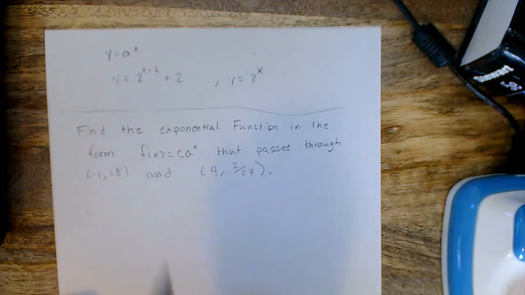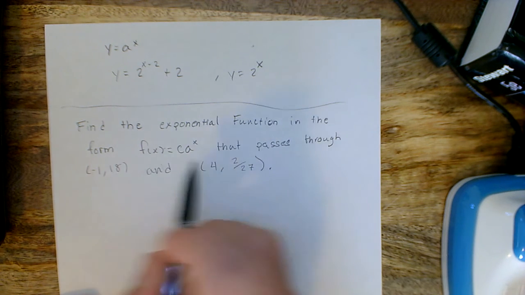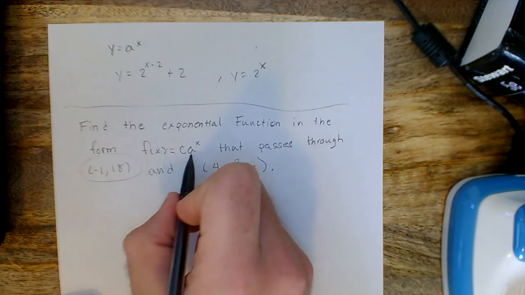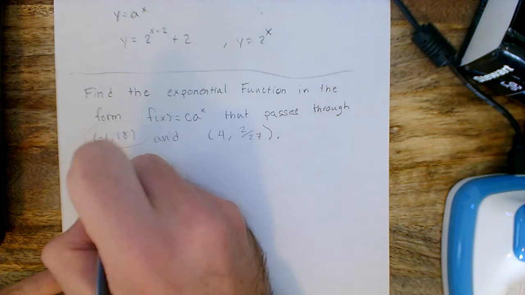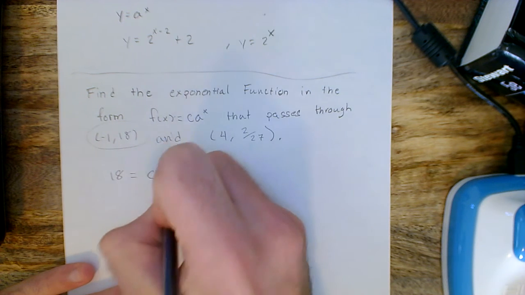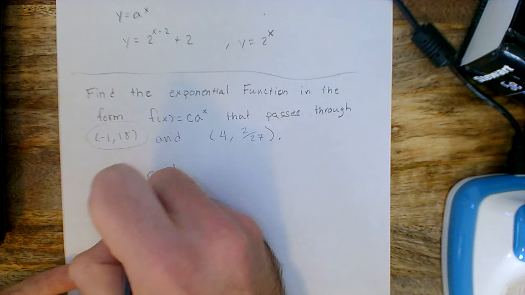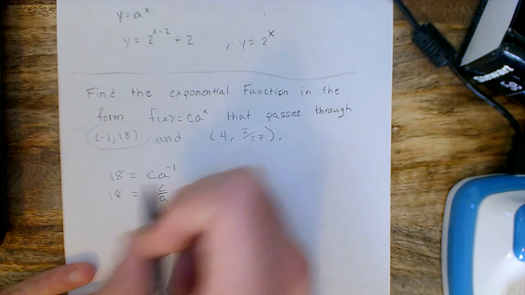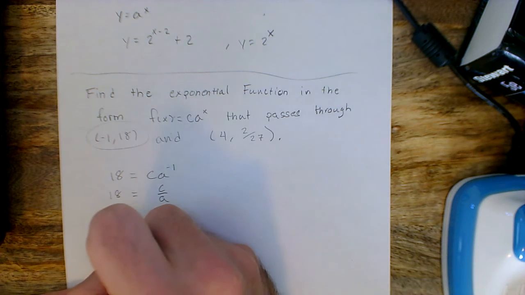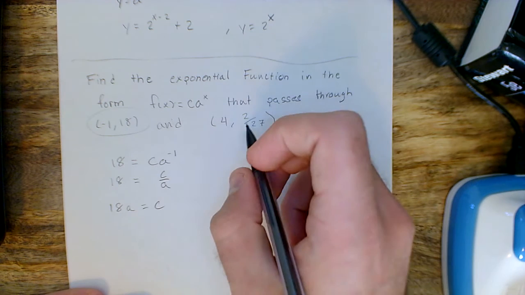Okay, so the way you do this is you take each of these ordered pairs, plug in the x and the f of x values, and solve for c and a. If I take the first one, I'm going to put 18 in for f of x. 18 equals c times a to the -1, with -1 in for x. Remember, by definition, a to the negative 1 is 1 over a, so 18 equals c over a. If I multiply by a on both sides, I get 18a is equal to c.